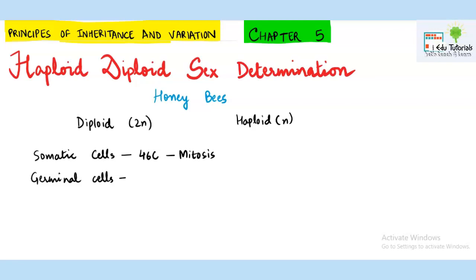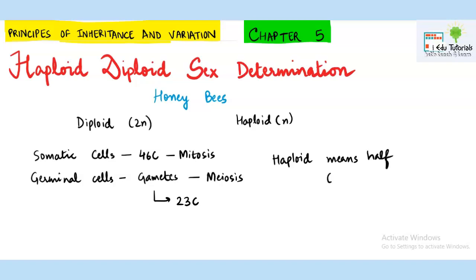Whereas the germinal cells, they are going to form the gametes by the process of meiosis, and gametes, they always are haploid, means they contain half the number of chromosomes as that of the somatic cells. So remember always, haploid means half, and this half chromosome number can also be shown by N. If the normal cells of human being have 46 chromosomes, then haploid cells or gametes will have 23.